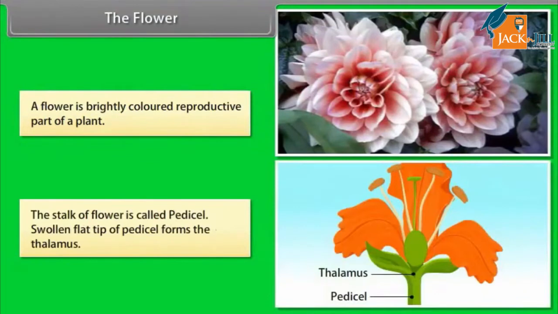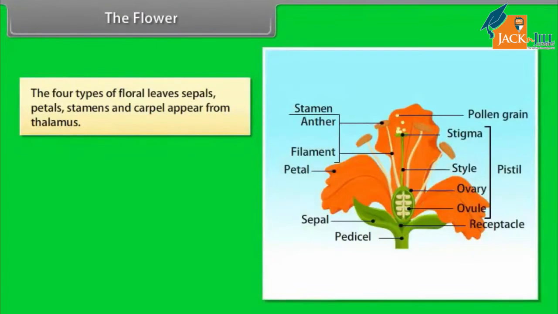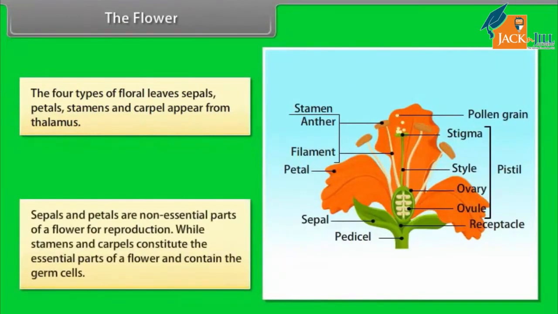The stalk of the flower is called pedicel. The swollen flat tip of pedicel forms the thalamus. The four types of floral leaves, sepals, petals, stamens, and carpel, appear from the thalamus. Sepals and petals are non-essential parts of a flower for reproduction, while stamens and carpels constitute the essential parts of a flower and contain the germ cells.